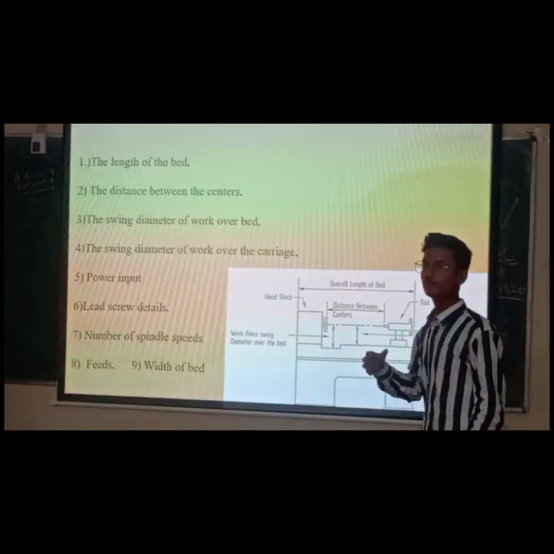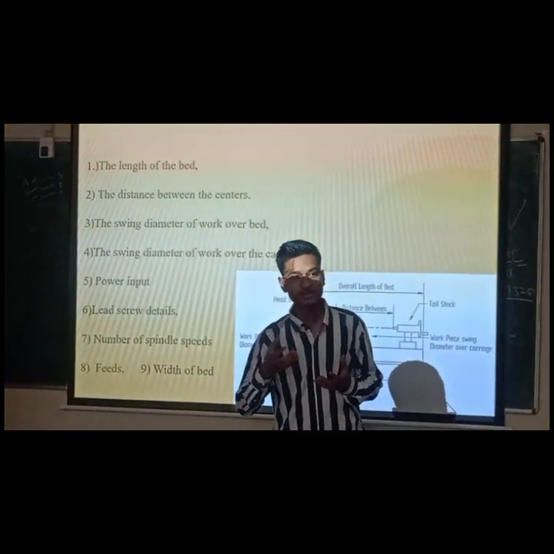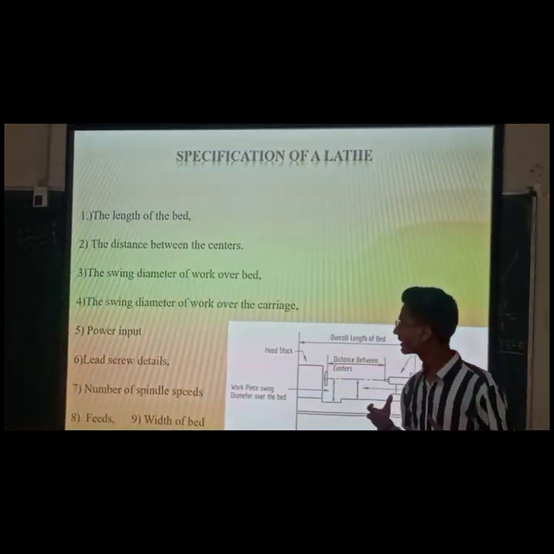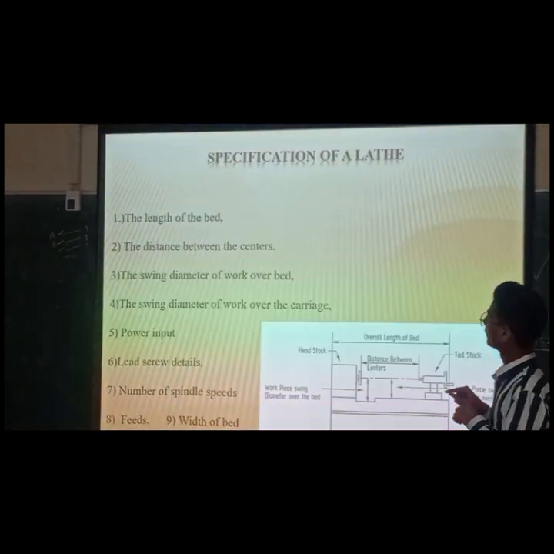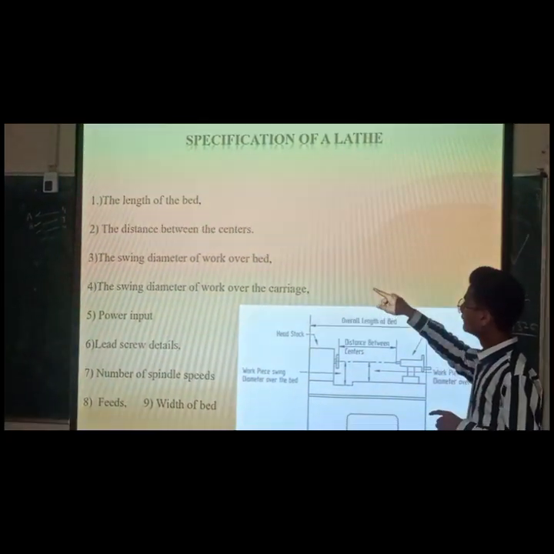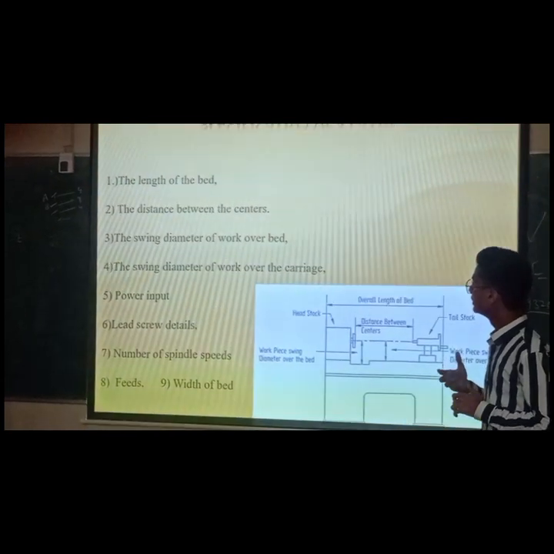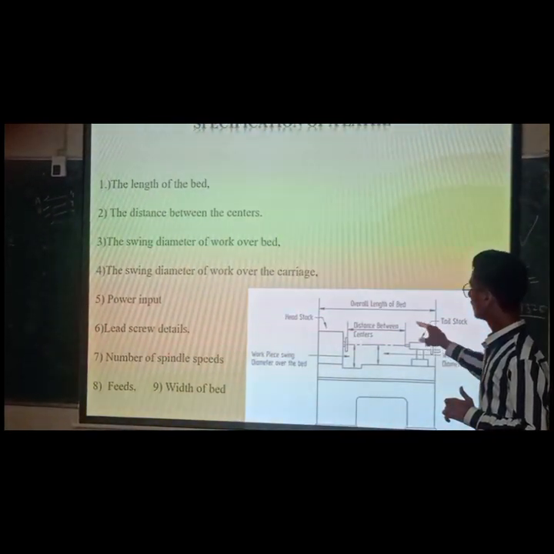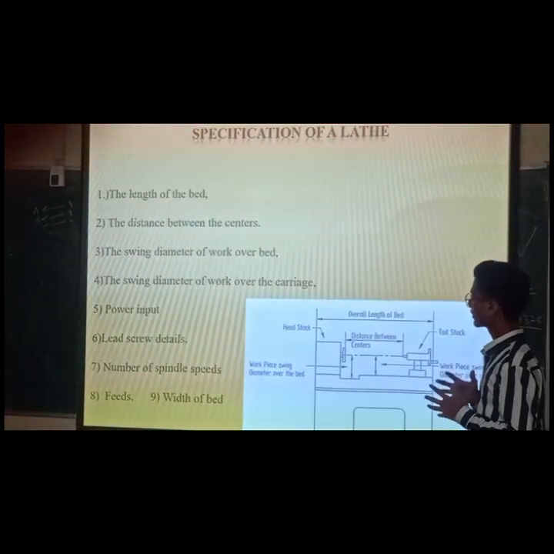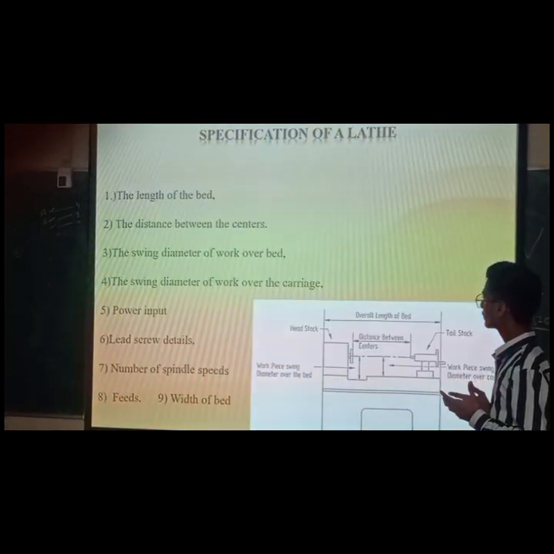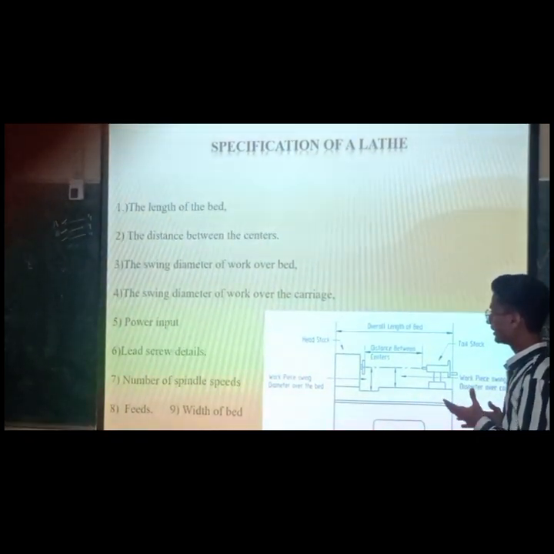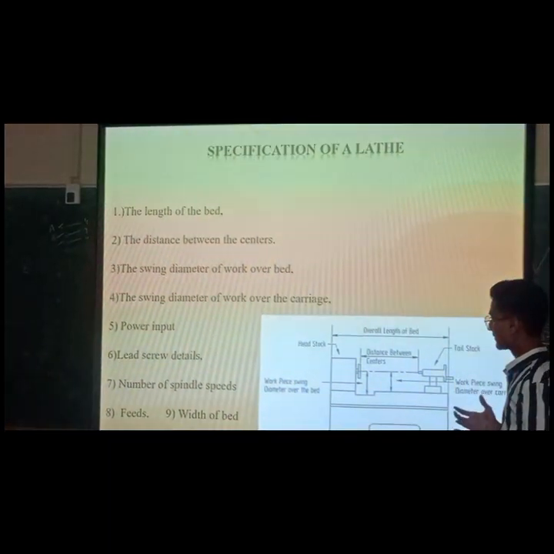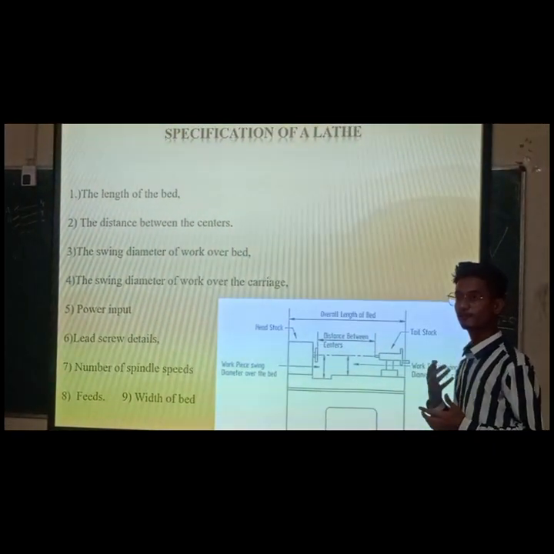So now we will understand what is the specification of a lathe machine. How can we see what is the character or specification of a lathe machine? We should know the length of the bed, the distance between the centers, the swing diameter of work over bed, the swing diameter of work over the carriage, power input of the lathe machine, lead screw details, number of spindle speeds, and width of bed.